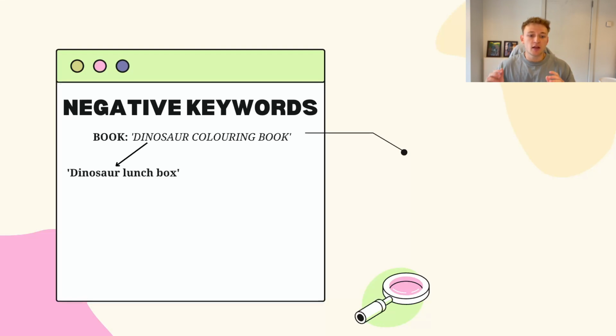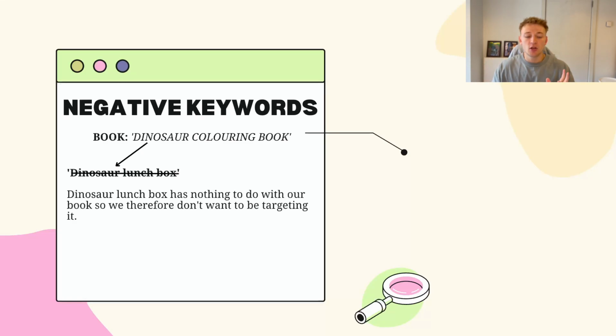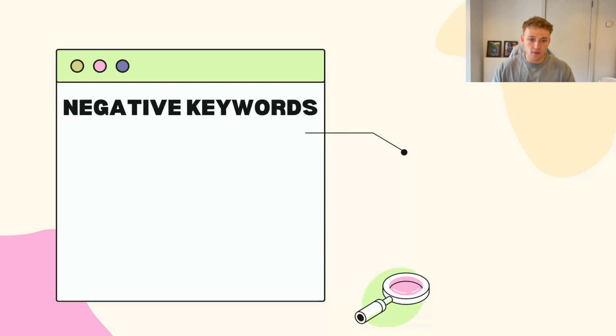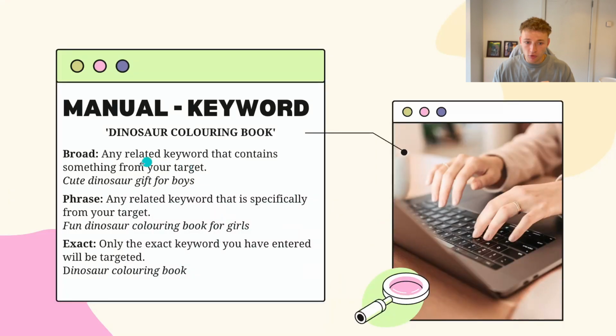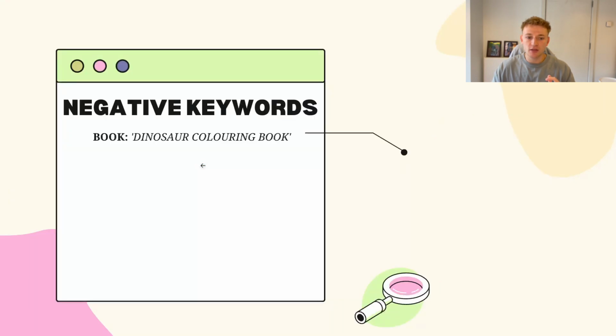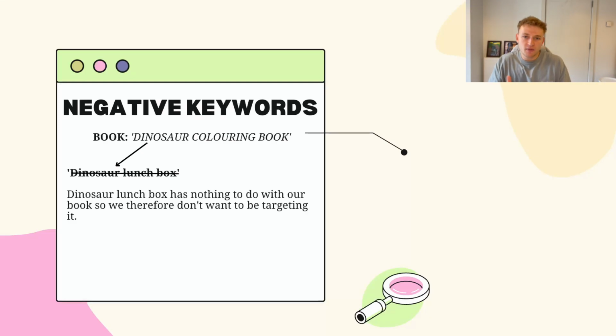So let's just say you were advertising the book Dinosaur Coloring Book in a manual ad. You could specifically tell Amazon not to show your book against the phrase dinosaur lunchbox. If you had Dinosaur Coloring Book as a broad match type, because it contains the word dinosaur, it might show up for something like dinosaur lunchbox, but because that's not relevant at all to our book, we want to tell Amazon specifically not to target this keyword. So all the rules that you implement are still going to be there, but it is also going to know that it's not going to advertise against a specific keyword.